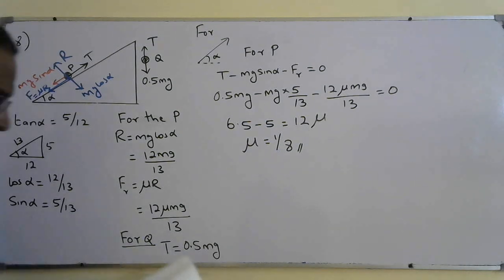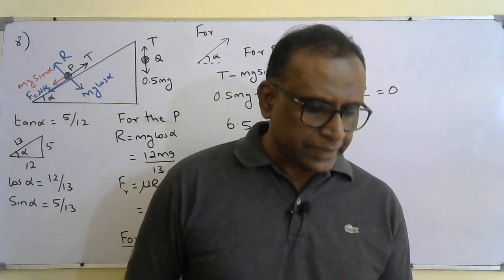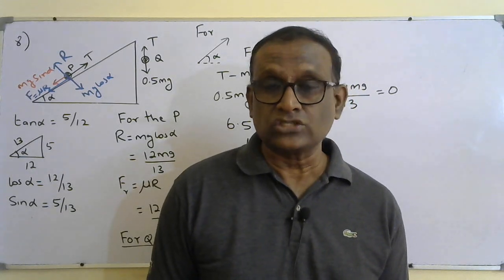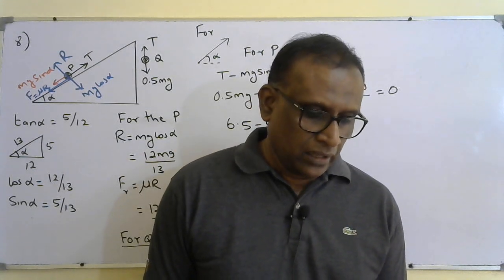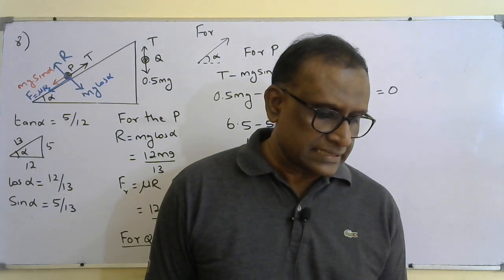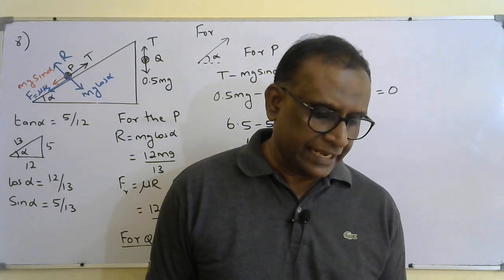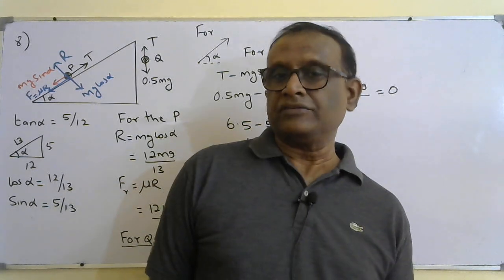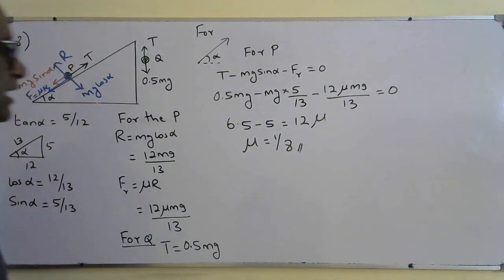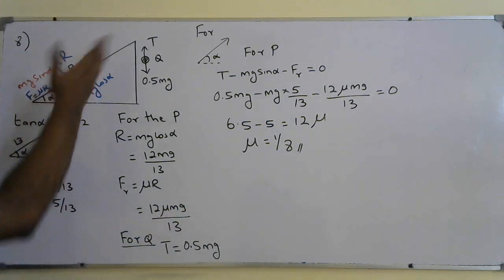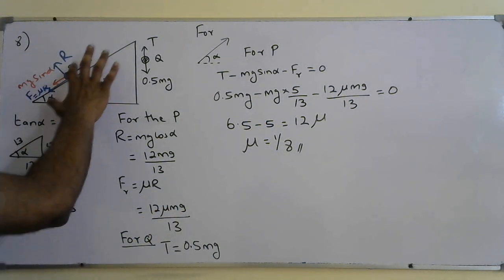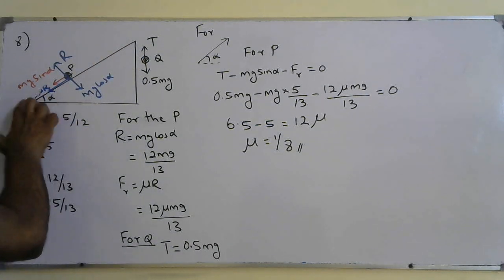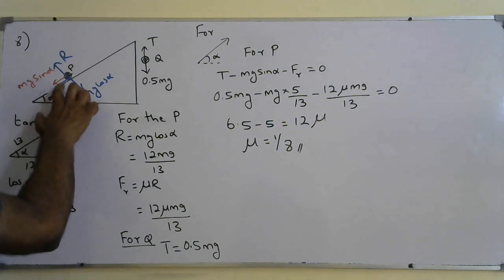Okay, so the second part, the B part. The string breaks and P begins to move down the plane. So the friction is going to be upwards on P. When the particle P has traveled a distance of 0.8 meter down the plane, the speed of P is V meter per second. Find the speed of P. Okay, we'll find the acceleration first. So we know the mu. When the string breaks, the tension will become zero, no further tension. But there will be friction in the upward direction.